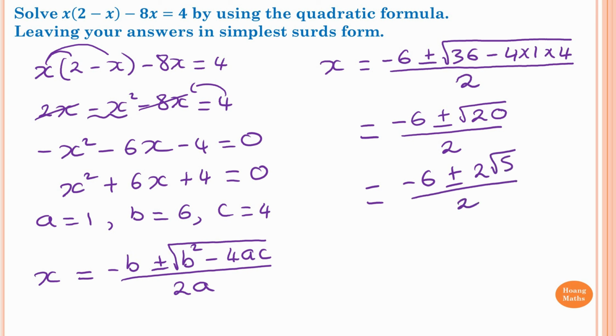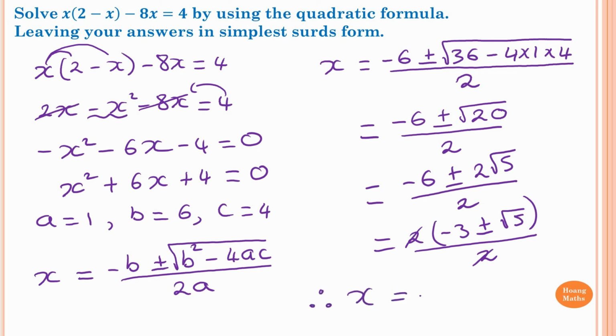For negative 6 and 2 root 5, the common factor is 2. So I take the 2 out. So negative 6 divided by 2 is negative 3. And plus or minus 2 root 5 over 2 becomes root 5. Bracket over 2. Now these 2 cancel out. So therefore, x is equal to negative 3 plus or minus square root of 5.